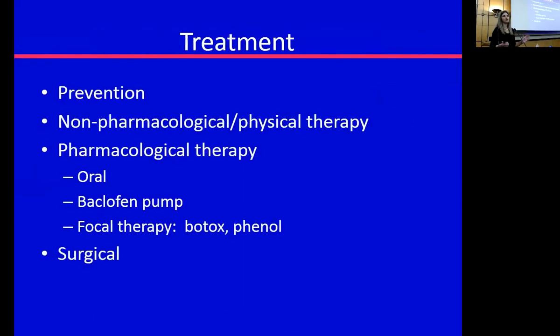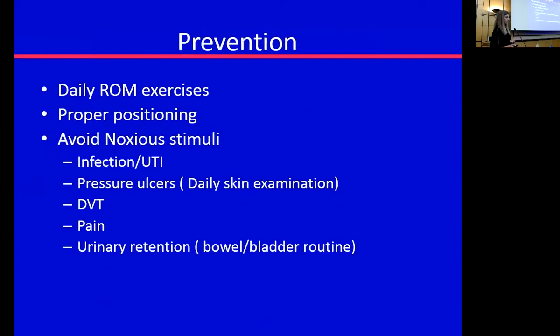So treatment focuses on prevention, so trying to improve mobility and range of motion, non-pharmacological therapies, and pharmacological therapies including oral medications, Botox, or Baclofen Pump. Oral medications and the Baclofen Pump are typically used for more diffuse spasticity, and Botox is typically used for more focal spasticity, where there's a specific treatment goal in mind.